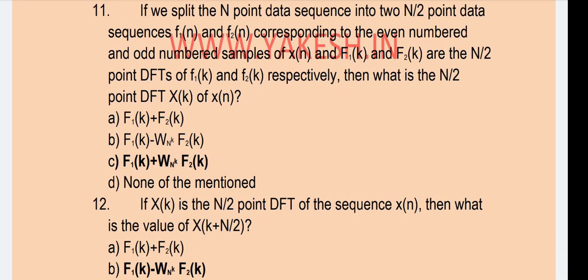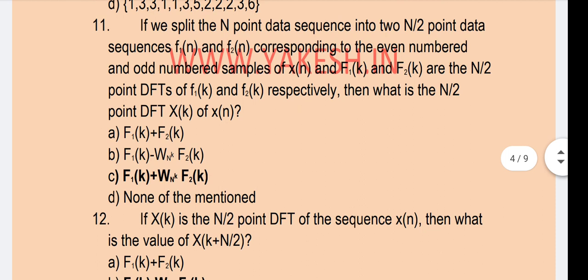If we split the N-point data sequence into N by 2 point data sequences corresponding to the even numbered and odd numbered samples of x of n, and F1 of k and F2 of k are the N by 2 point DFTs of f1 of n and f2 of n respectively, then what is the N-point DFT X of k of x of n? Option C.